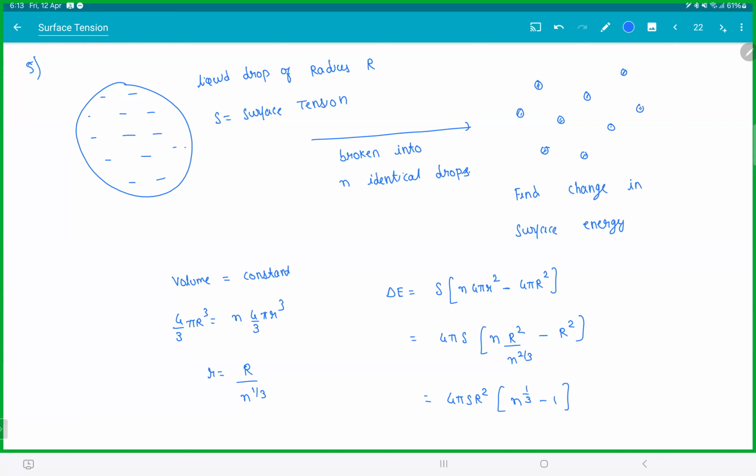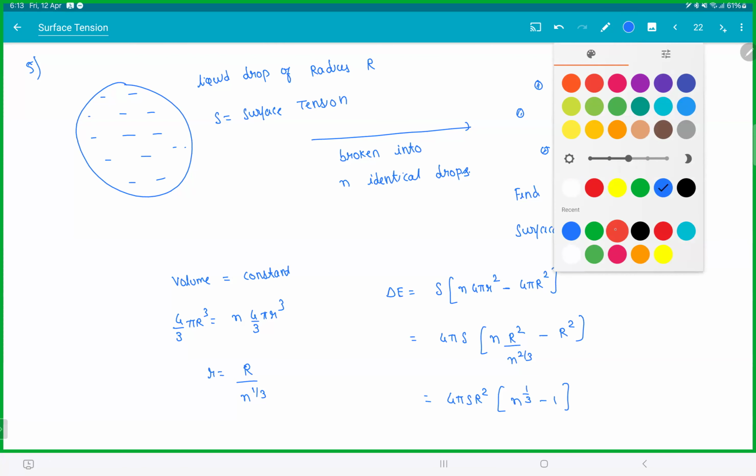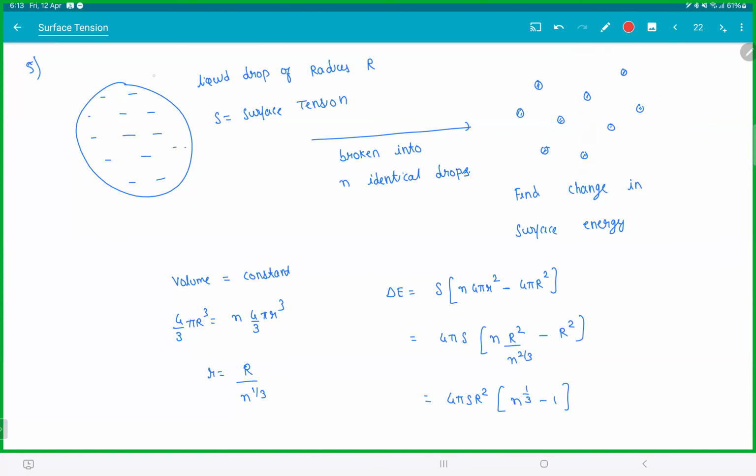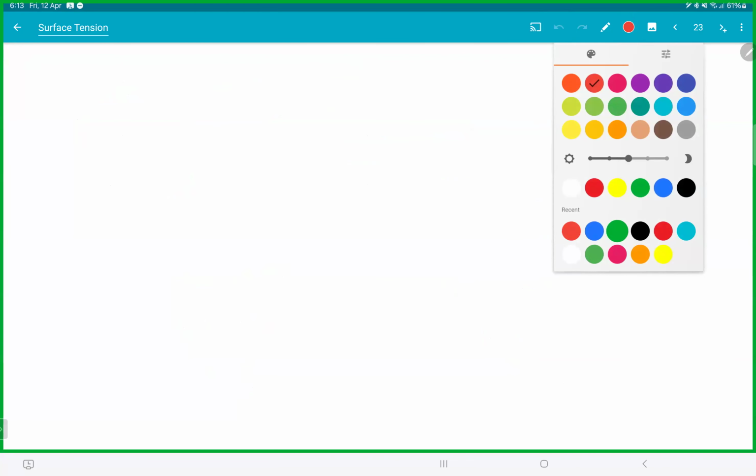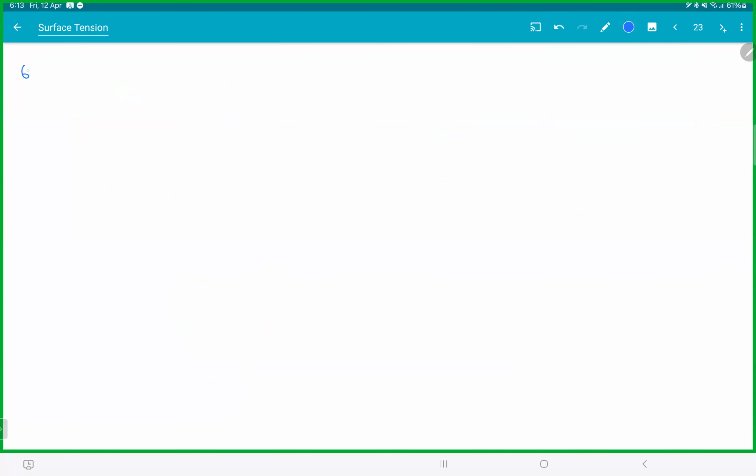Remember this question? I'll ask you the same question later on in electrostatics like this. I will say there is a mercury drop with potential V. It is broken into n small drops. Find the potential of the small drops. The question will be similar. Next thing.